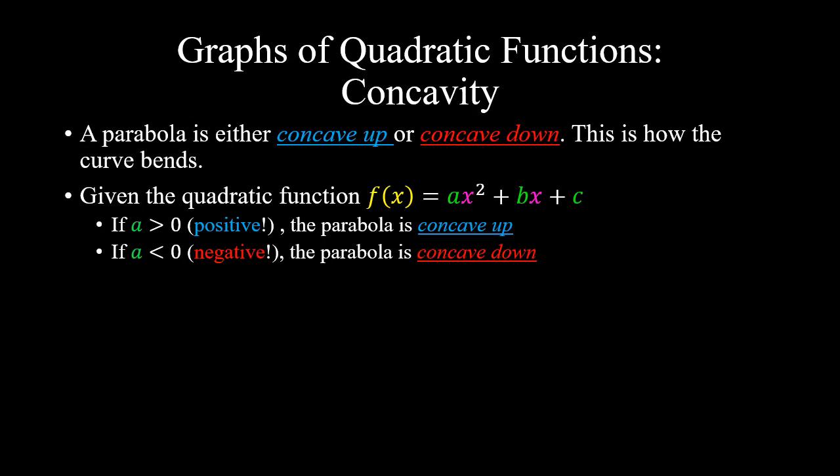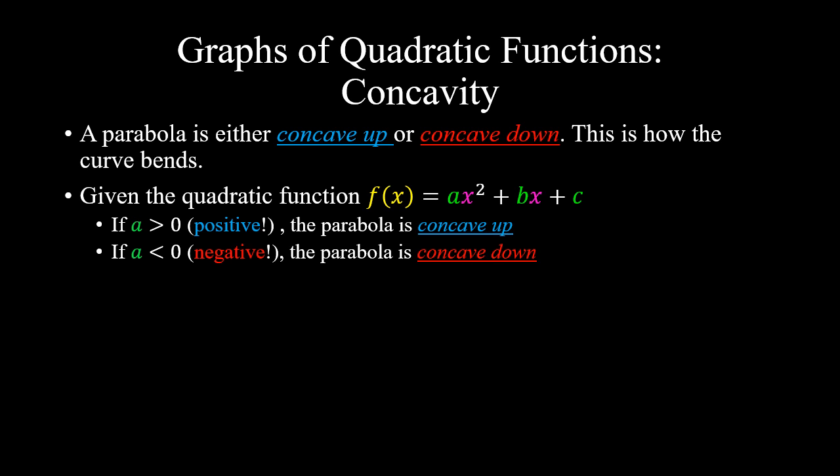All right, when we graph a parabola, when we graph a quadratic function of the form f of x equals ax squared plus bx plus c, we're going to get that U shape, that parabola. It can either be concave up or concave down. And that just tells us how our U is going to bend. Is it going to be concave up like a U or concave down like an A?